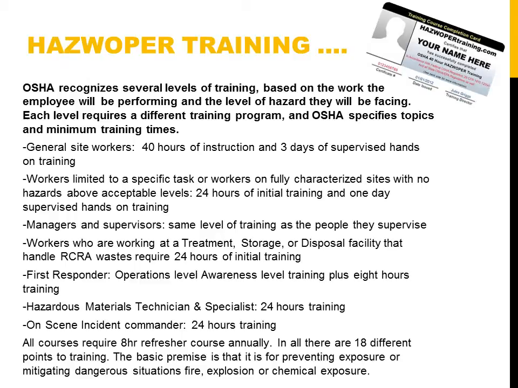Hazwoper training. OSHA recognizes several levels of training based on the work the employees will be performing and the level of hazard they will be facing. Each level requires a different training program, and OSHA specifies topics and minimum training times. General site workers initially require 40 hours of instruction and 3 days of supervised hands-on training.